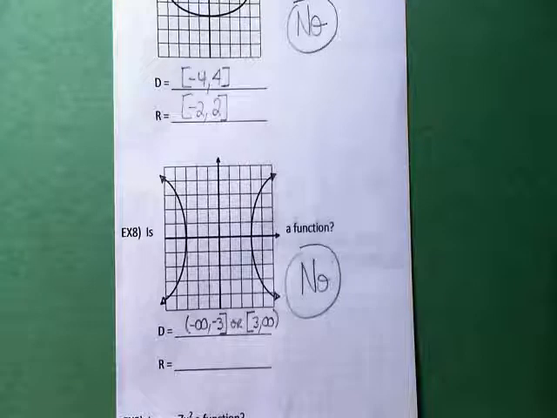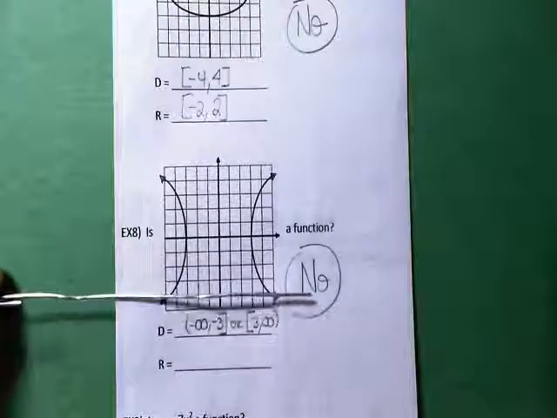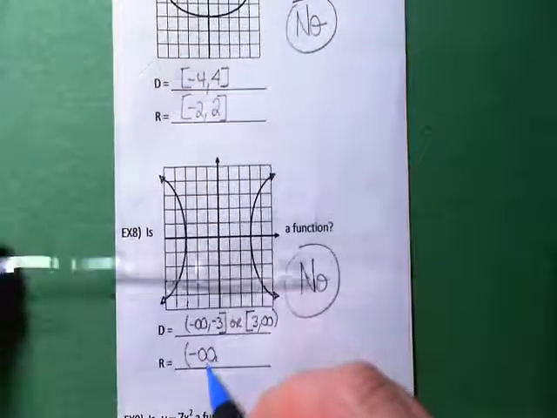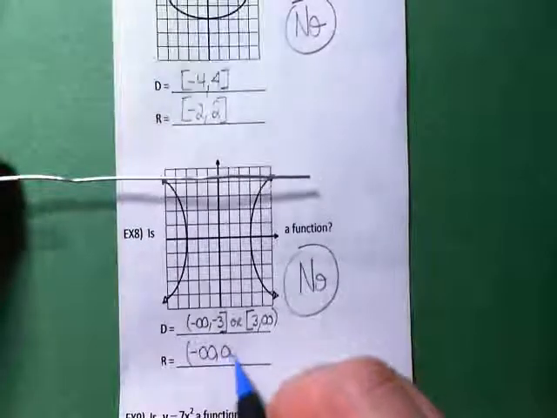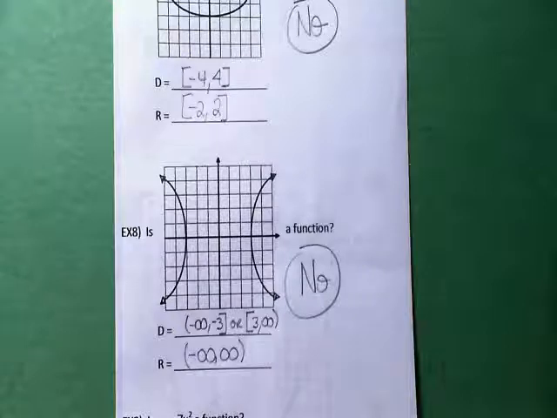Okay? And for the range, you start from the bottom up. First place you touch is the arrow. Arrow means -infinity. And last place you touch is positive infinity. So that is example number 8. Okay?